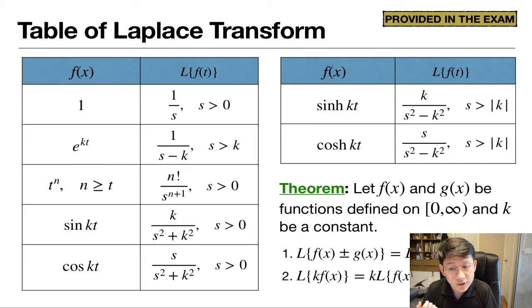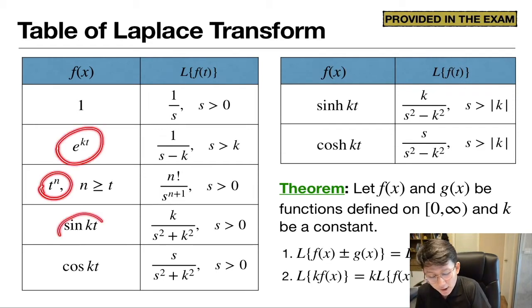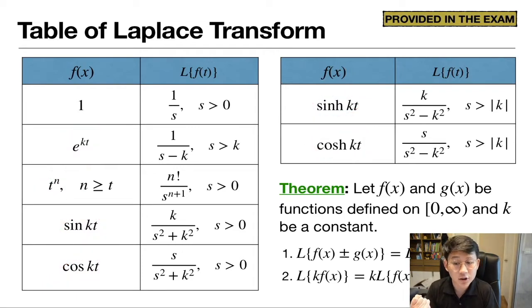And Laplace transform of cosh kt is s divided by s squared minus k squared, s is bigger than the absolute k. Okay, but you don't need to worry because these formulas are provided in the exam. So if you see these sort of functions, and you want to do the Laplace transform for any of them, you don't need to integrate 0 to infinity e to the minus st and so on. You just need to use this table and your life is going to be much easier.